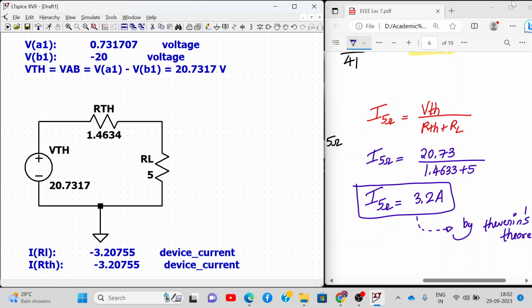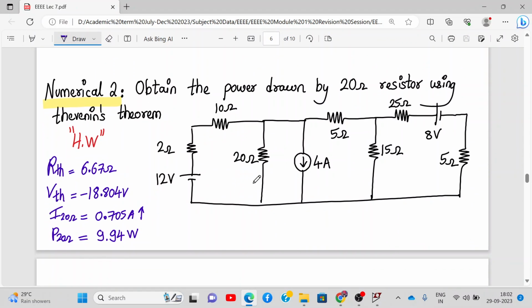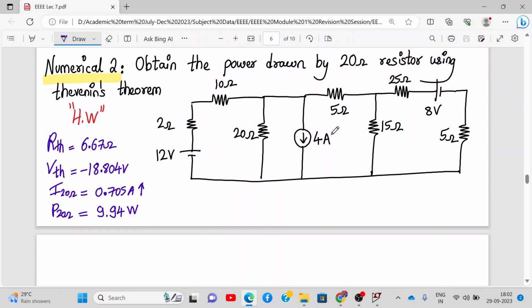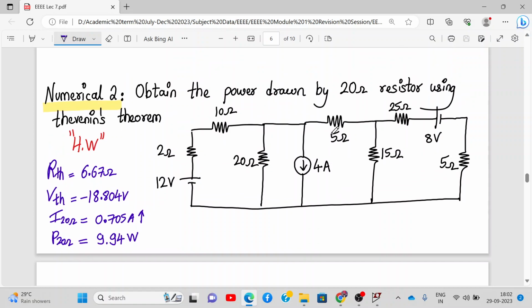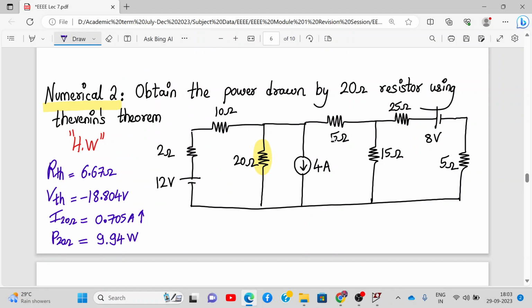Now let's move back to the handout and solve numerical number 2. Numerical number 2 is a home assignment, but let's solve it right now. We need to obtain the power drawn by the 20 ohm resistance using Thevenin's theorem. The values are all given, and we will cross-check them very soon. This is my 20 ohm resistance. Let us mark the points as A and B. This is terminal A and this is terminal B. Obviously this is grounded.